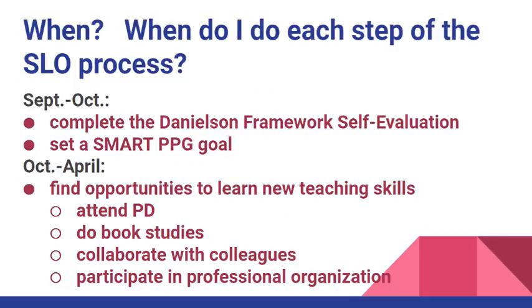And it would help me to become a better teacher. So when do I want to do this? September through October, I'm going to complete the Danielson Framework Self-Evaluation. And I've done that already, and set my SMART PPG goal. For the rest of the year, I'm going to find opportunities to learn new teaching skills by attending professional development, doing book studies, collaborating with colleagues, and participating in professional organizations, like the WSST, which is the Science Teachers Professional Organization, and also Fox Valley Writing Association.